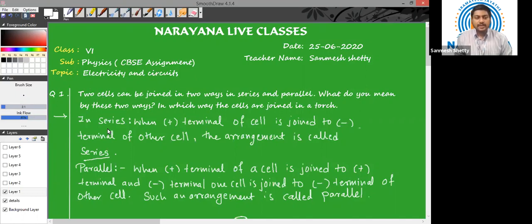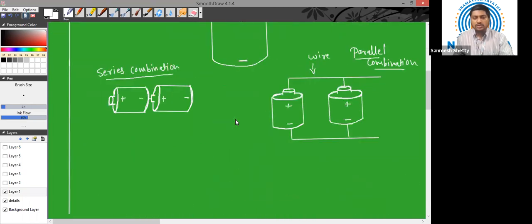Let us start. So, the first question is: two cells can be joined in two ways, in series and parallel. Okay. So, what do you mean by these two ways? In which way are the cells joined in a torch? So they are saying that there are two ways in which we can connect two cells. So let us see what those two ways are.